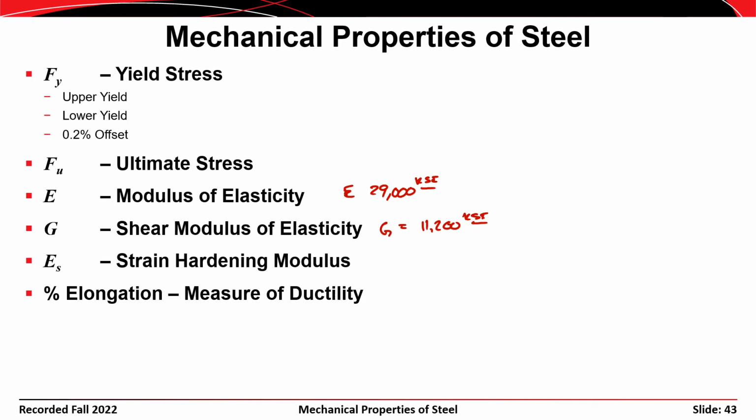And then the strain hardening modulus is not something we usually use explicitly, nor is the percent elongation. But it's important to know that our steel has ductility, and the percent elongation at fracture is a measure of that ductility.